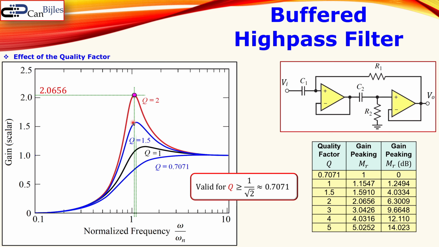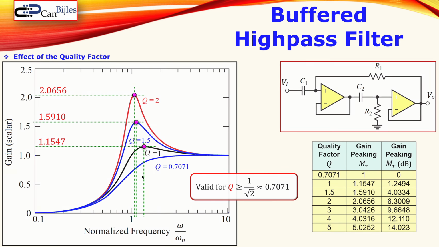Now if you go down with your Q, the peak goes up a little bit lower, and then also your selectivity factor will go down, so your sharpness here, looking at the red line, is lower. Now the black one here is Q is 1, which has this value 1.1547. It is also lower, the sharpness here is lower than this one.